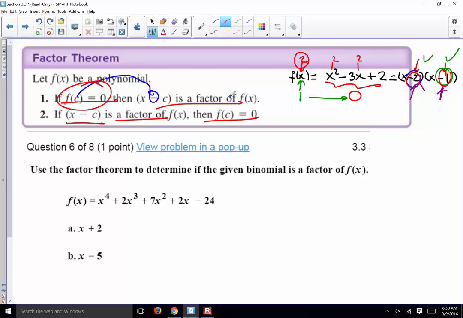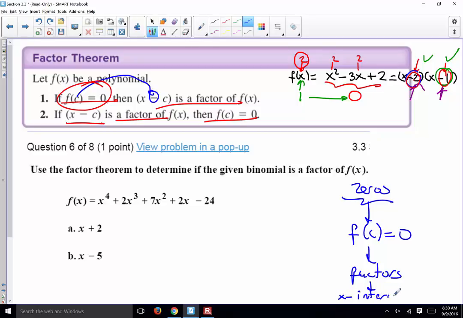Intersect. Yes, they intersect the x-axis. So zeros, as is clear from the name, make the function 0. They also make factors, and they also make x-intercepts. So there are 3 meanings. 1, 2, 3. When you have a 0, you plug it in f, it makes 0. Of course, that's the definition. Secondly, they make factors, the opposite of zeros makes factors next to x, and they are also the locations where the x-axis is crossed by the graph.